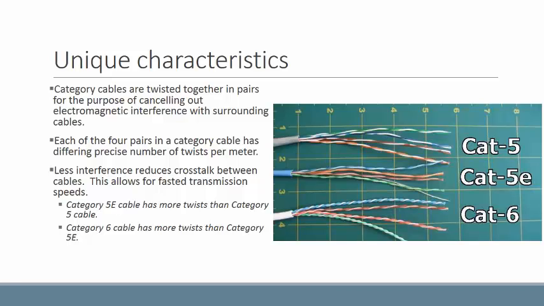The unique characteristic that separates category cables from any other cable is the twists in each pair. Category cables are twisted together in pairs for the purpose of canceling out electromagnetic interference. Each of the 4 pairs in a category cable has a different, precise number of twists per meter. Less interference reduces crosstalk between cables, which allows for faster transmission speeds. Notice in the image that Cat 6 cable has more twists than Cat 5E, and Cat 5E has more twists than Cat 5. That is one of the reasons why higher category cables have faster transmission speeds.